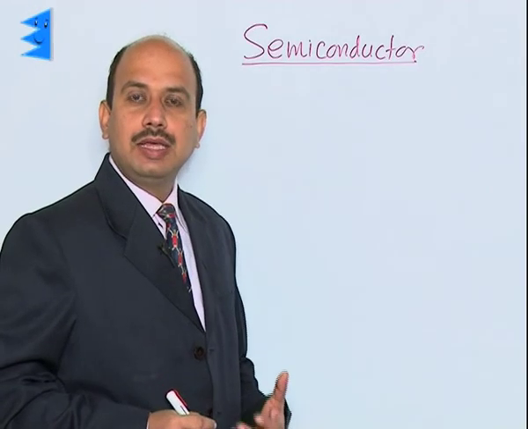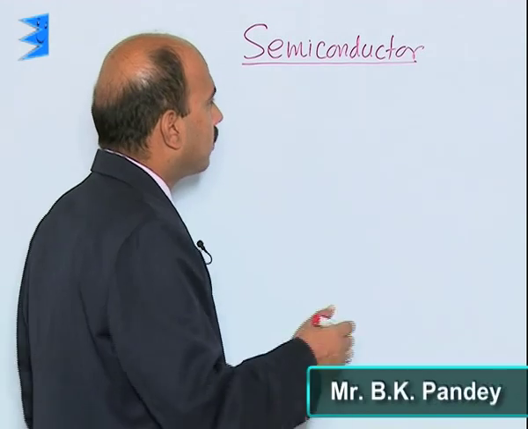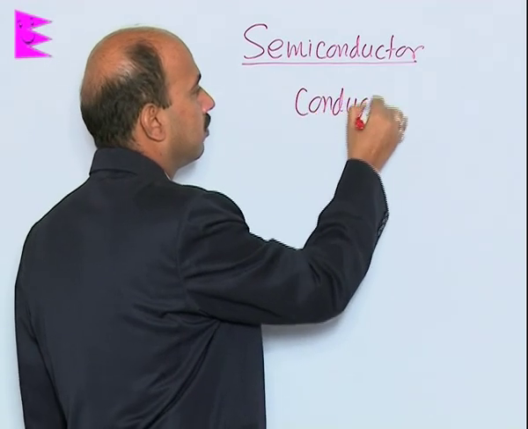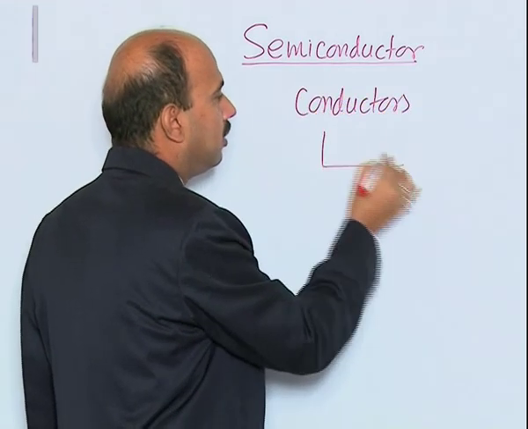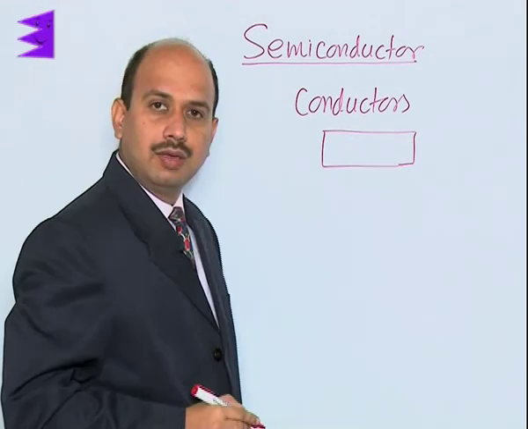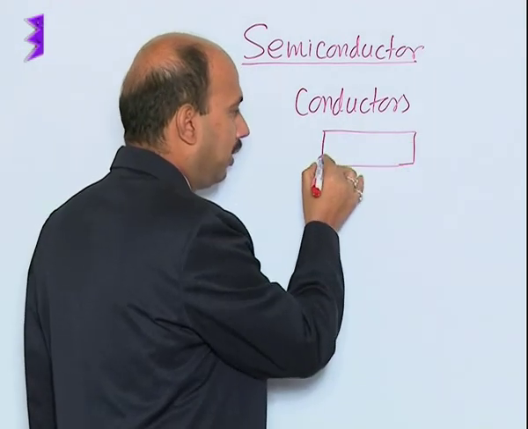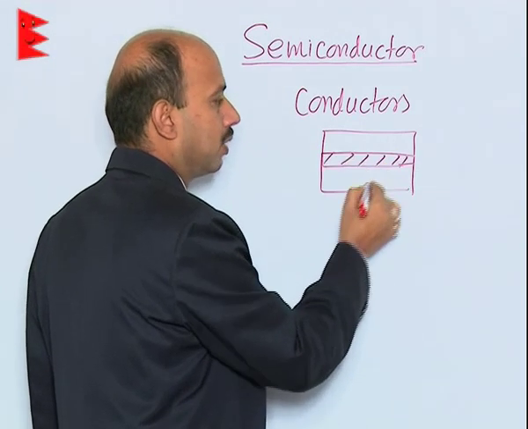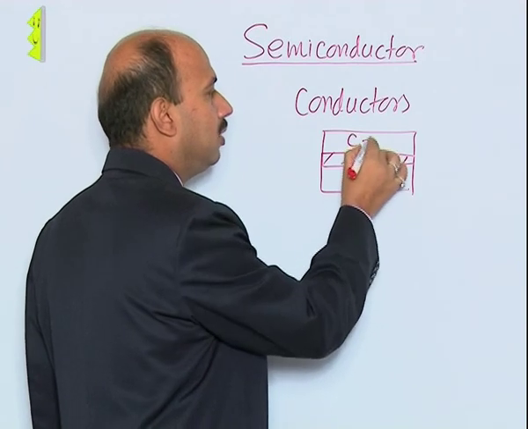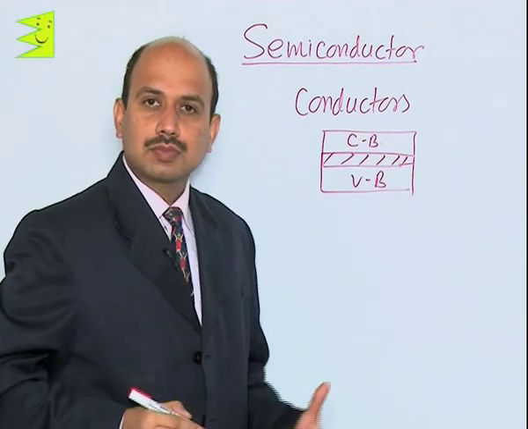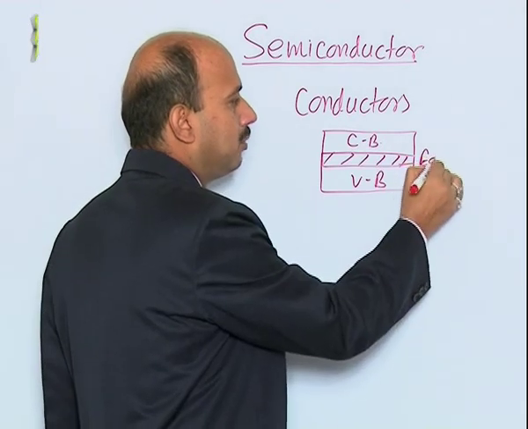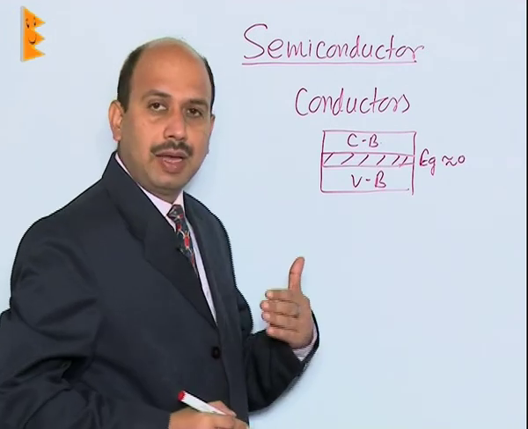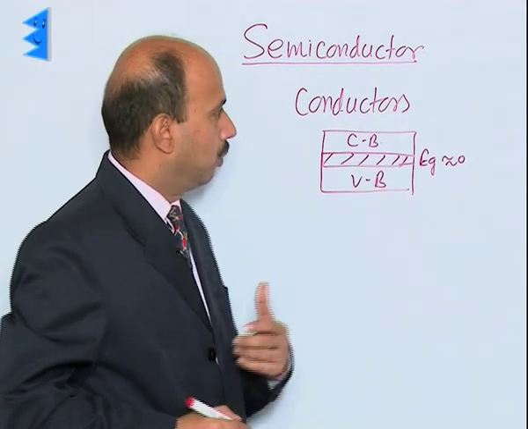So, now we have seen the energy band, and now if you take conductors, this is the conduction band where the electrons are free, and the valence electrons are here, and the conduction band and the valence band overlap. So, this is your valence band and this is your conduction band, and they are overlapping. In this case, your energy gap is approximately 0. So, for conductors, the energy gap is approximately 0.